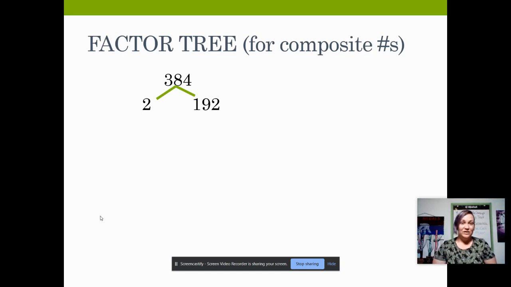The next thing you're going to do is you're going to split these again into two numbers. Now, if the number is prime, so if it's on that list of numbers we just wrote down, then you would stop that part of the tree. That would be the last branch. But if the number is composite, you would keep going. So the number 2 is prime, so I will not break that down anymore. But 192 is even, so I can divide it by 2 again.